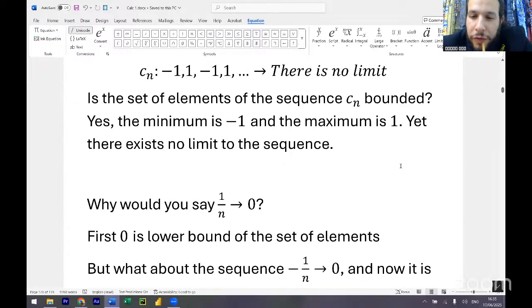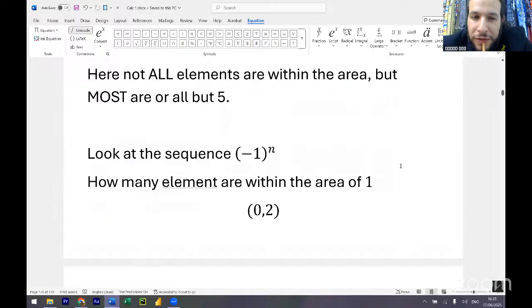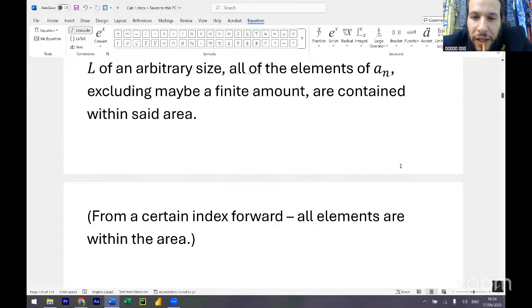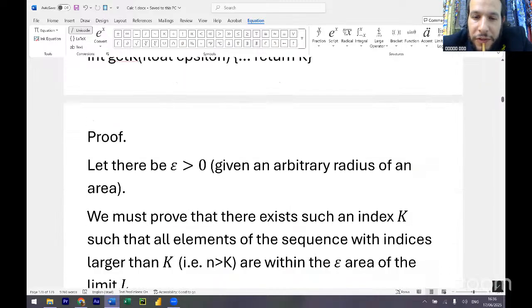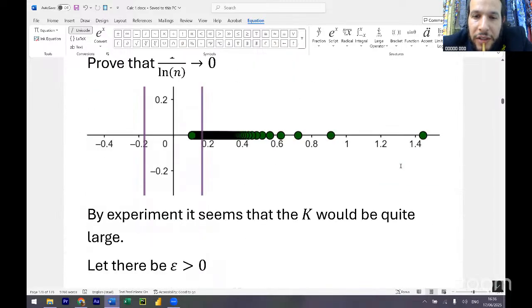First of all, it's not here yet, but it's in limit of sequences. That's the definition of a limit, the theorems, the arithmetics of limit of sequences, the very same trick.